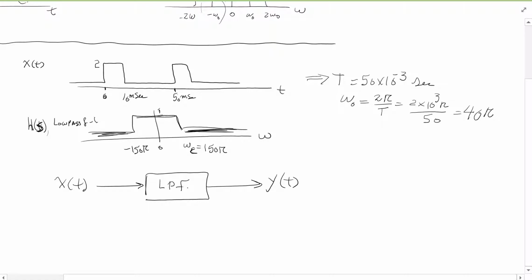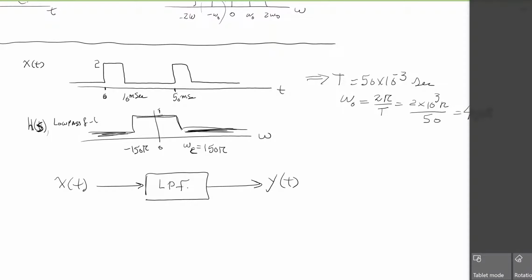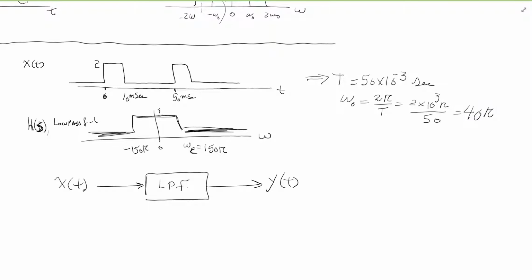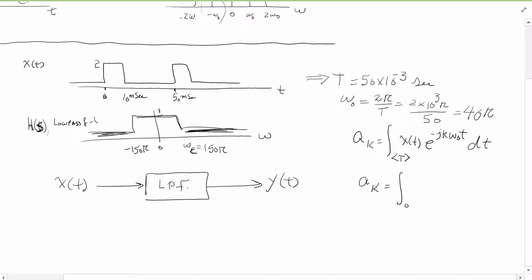Well, it would be really nice if I could find the Fourier coefficients of the signal. Now, if you recall, the Fourier series coefficient a of k is basically the integral over a period T of x of t e to the minus j k omega 0 t dt. All I have to do is plug in what I know. The period might as well go from 0 to 50 milliseconds, which is 5 over 100.